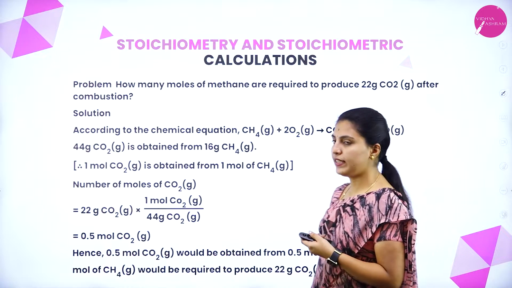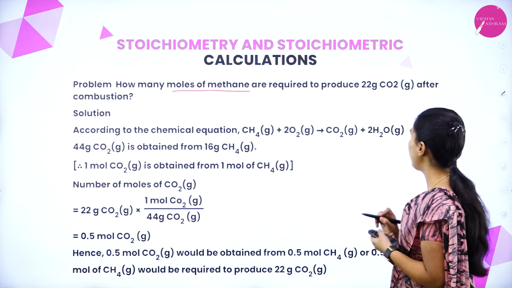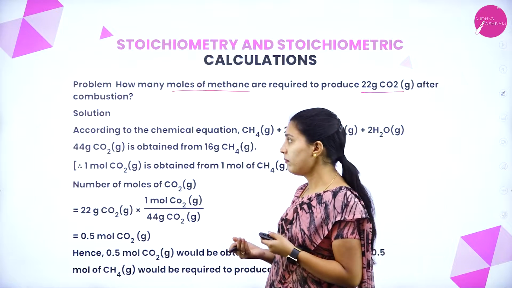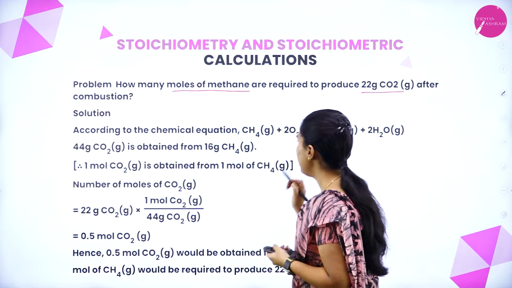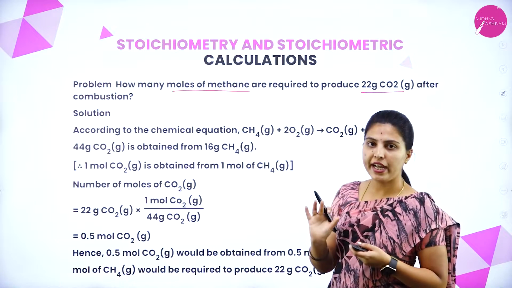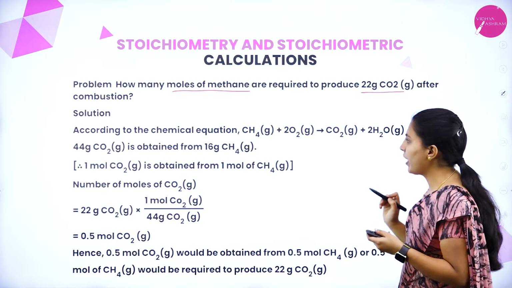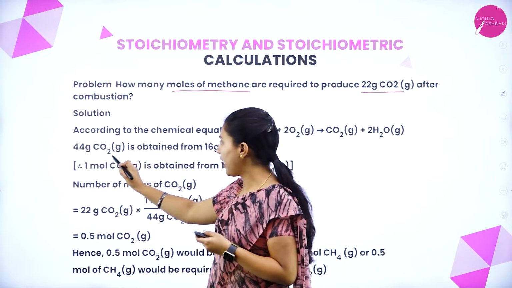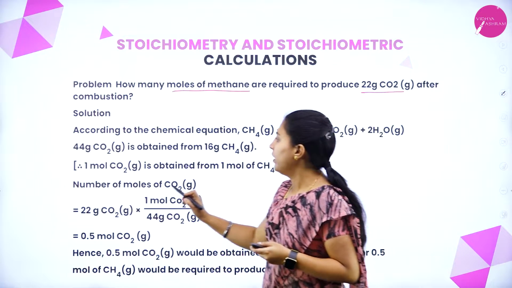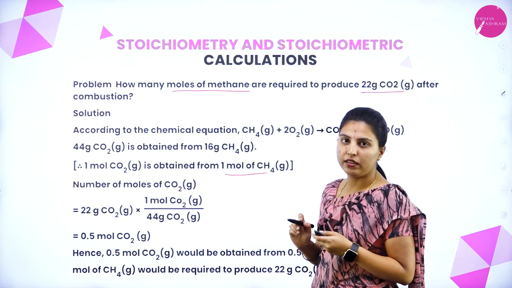Next, we'll see an example problem. How many moles of methane are required to produce 22 gram of carbon dioxide after combustion? According to the chemical equation, CH4 + 2O2 gives CO2 + 2H2O. This is the reaction. You know what they are asking for, 22 gram of carbon dioxide. 44 gram of carbon dioxide is obtained from 16 gram of methane, right? Then therefore 1 mole of carbon dioxide is obtained from 1 mole of methane.